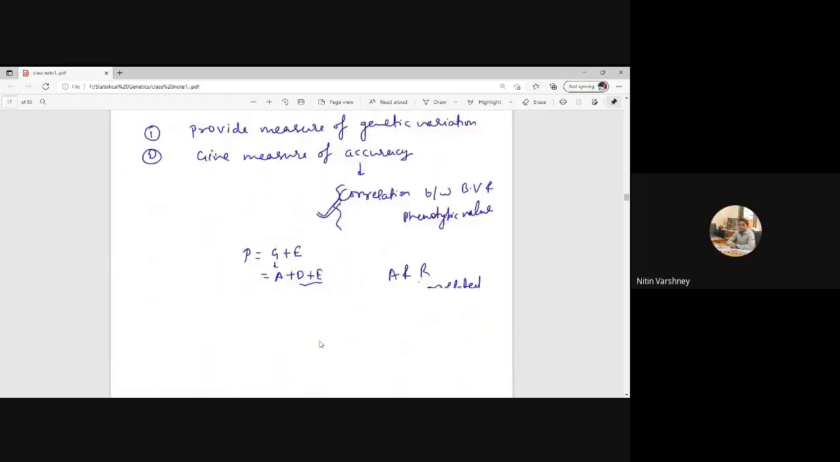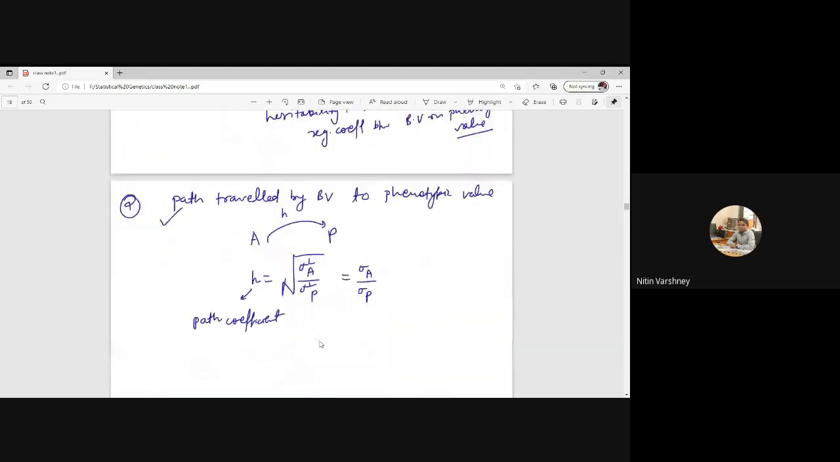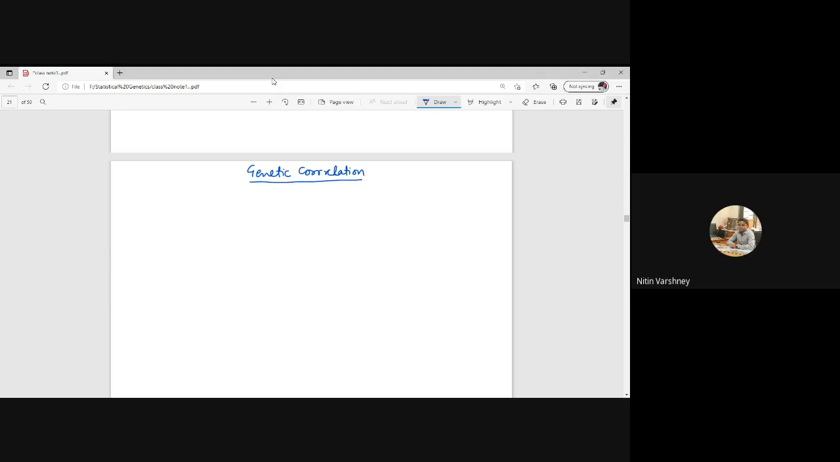Okay, now we will see our second genetic parameter, that is genetic correlation. So this is also a very important parameter. What is the usual meaning of correlation? We will see that if there are two variables x and y, they are correlated or not, meaning there is some relation between them or not. So just like here, two characters may be correlated.